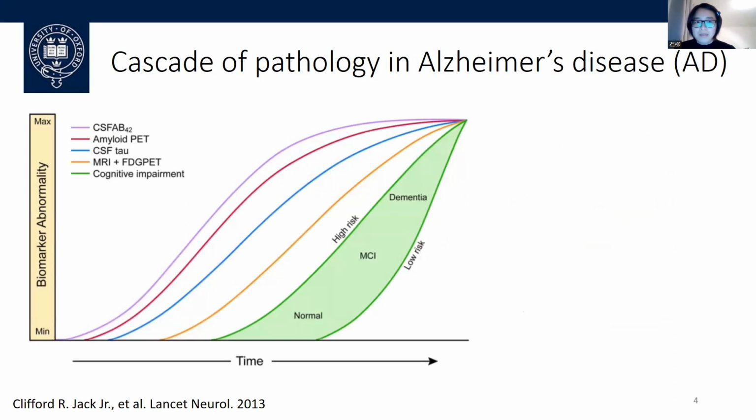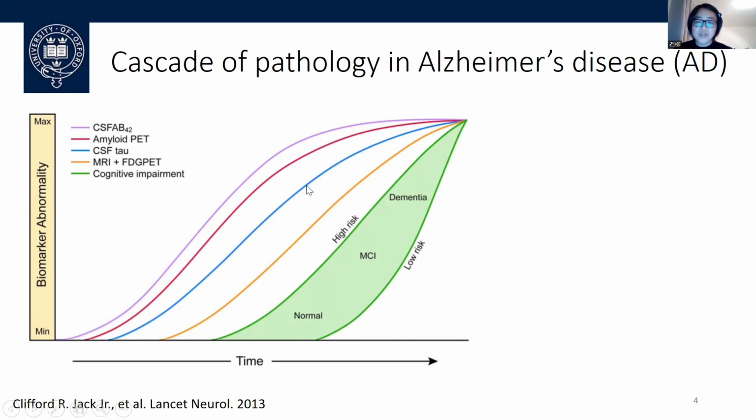In terms of the cascade of pathology in Alzheimer's disease, this is a classical figure which summarizes all the pathologies in AD. In this figure, the x-axis is time development. Different colors show different pathologies. For example, the purple color shows the CSF A-beta, which means the A-beta level in cerebrospinal fluid. The red color shows the A-beta measurement by PET scan.